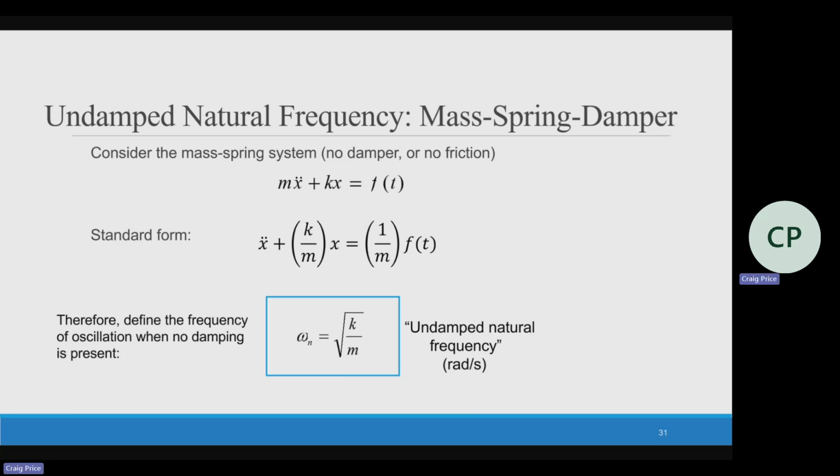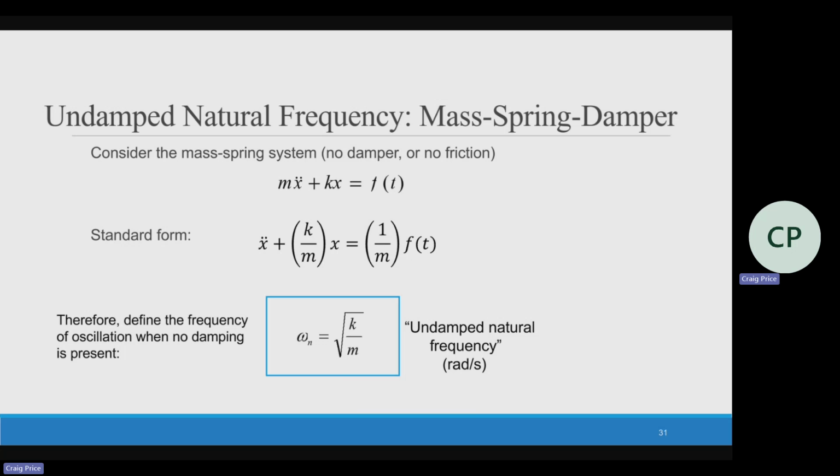So that is the natural frequency for a standard mass spring system. I can use this even if there is damping. I can still find the natural frequency. It's still going to be equal to this. It's always square root of K over M for an MBK system.